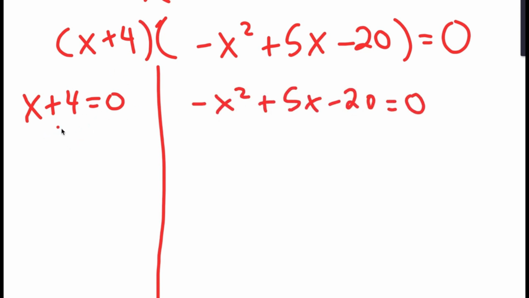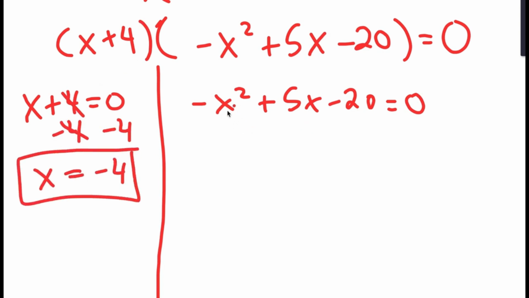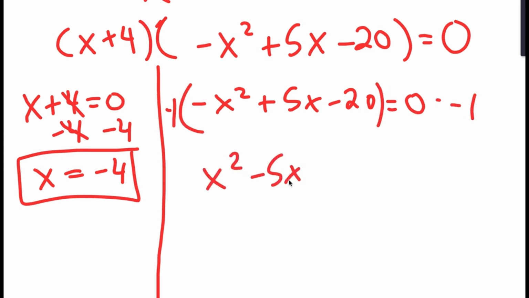So first, for x plus 4 equals 0, all we have to do is subtract 4 on both sides, and we get x is equal to negative 4. Now, for negative x squared plus 5x minus 20 equals 0, first off, we have a negative sign in front of x squared, so I'm going to get rid of that by multiplying both sides by negative 1. So I get x squared minus 5x plus 20 is equal to 0.